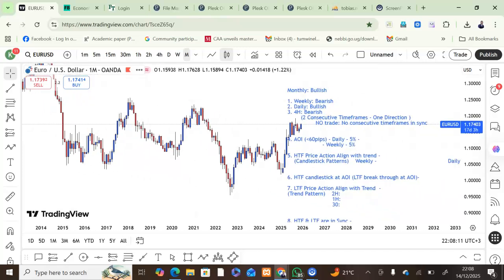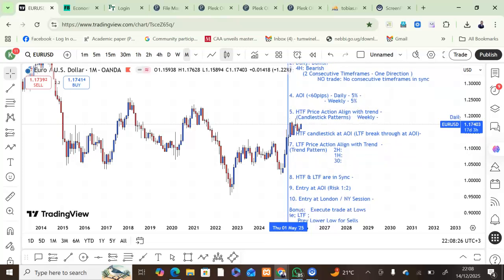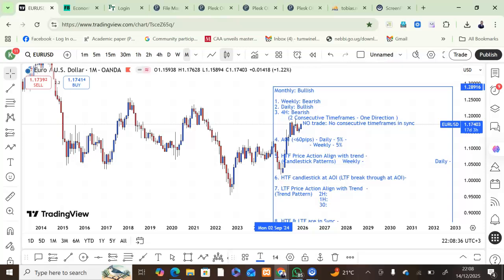So we start by developing a list of confluences. Confluences is something that you follow on your list. Like you can see, monthly is bullish, weekly is bearish, daily is bearish, 4 hour is bearish. Basing on this list is how you can identify whether to sell or to buy. If it doesn't match, then you cancel out that trading pair and go to another trading pair. You still do your analysis.